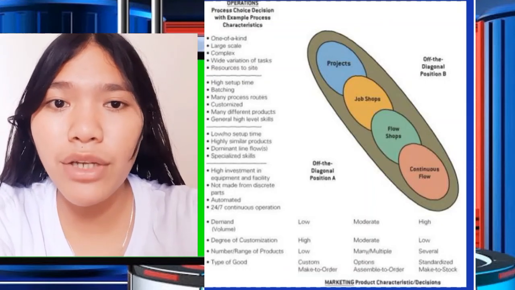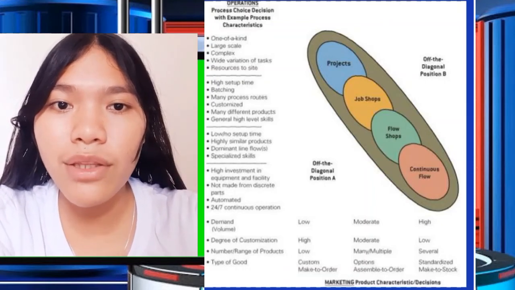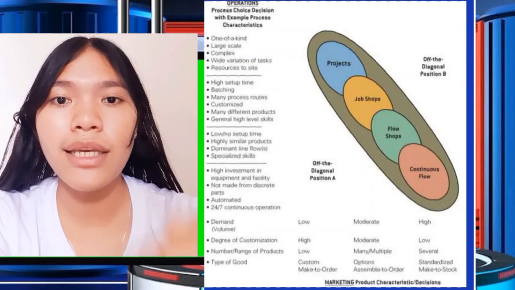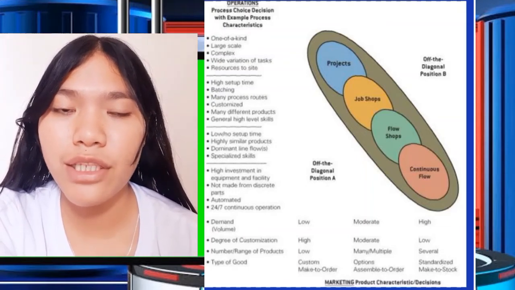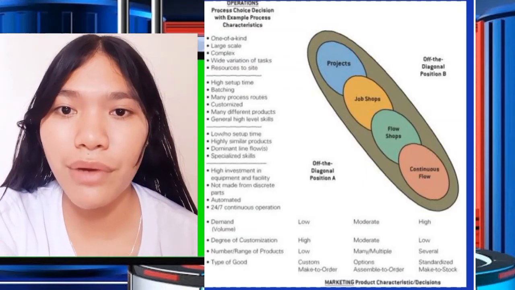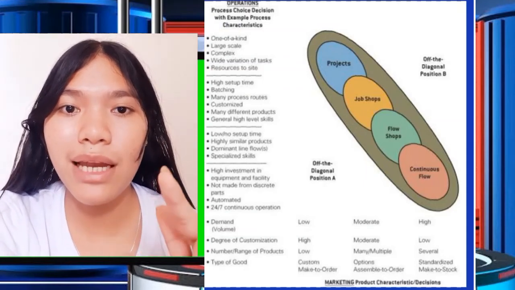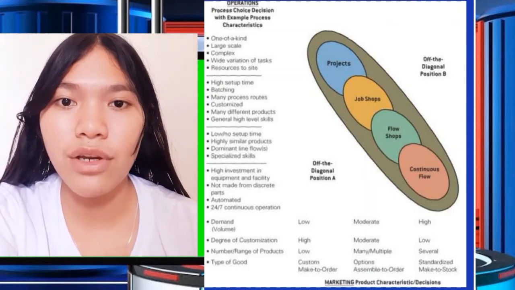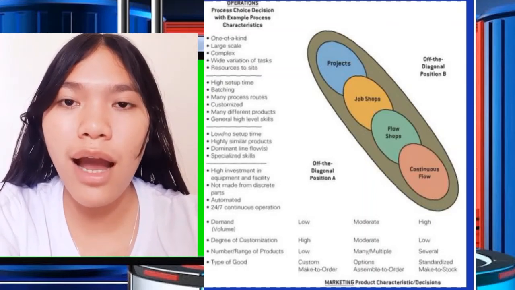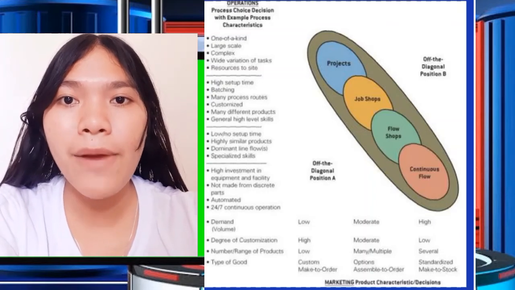na-mismatch siya, example, ang projects na abot diri sa characteristics sa flow shops. So, unable nga ma-achieve sa firm ang competitive priorities, which is ang flexibility, ang quality sa product. Because wala man siya naka-aligned between each characteristics of each process choice decisions. So, mao siya ang pag-describe sa model sa product process matrix.